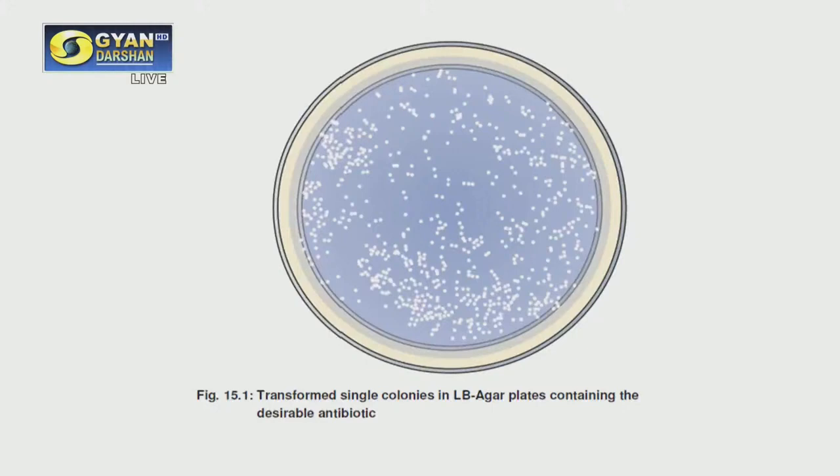What does the appearance of these bacterial colonies suggest? It suggests that ligation followed by transformation is successful, or that transformation is successful, because the bacterial colonies are capable of growing in the antibiotic medium, which means all these bacteria have the desirable plasmid which you wanted to transform.